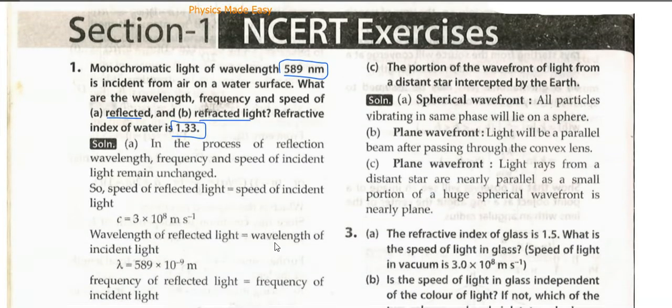Now, the very first thing that you should notice is that in the process of reflection, wavelength, frequency and speed remain the same. Remember this. So the speed of light will be c, that is 3 into 10 raised to power 8, and the wavelength again will be 589 nanometers.